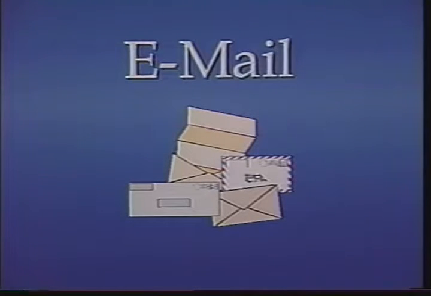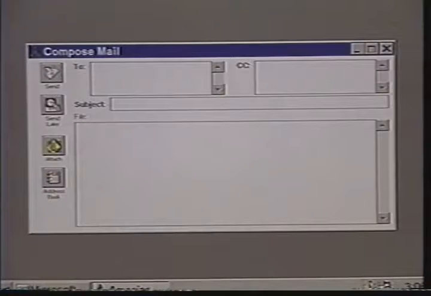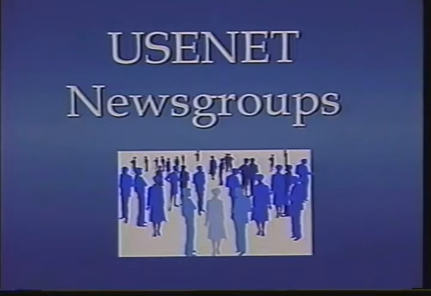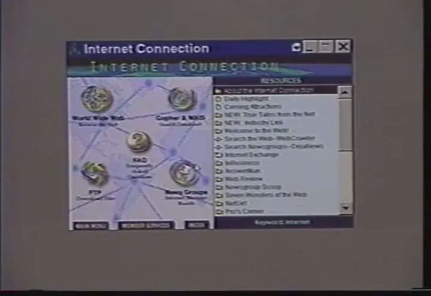Email. Electronic mail is probably the most common use of the Internet. Using email, you have the ability to send and receive messages across the Internet. Usenet newsgroups. Think of newsgroups as a type of global bulletin board, divided up by subject.